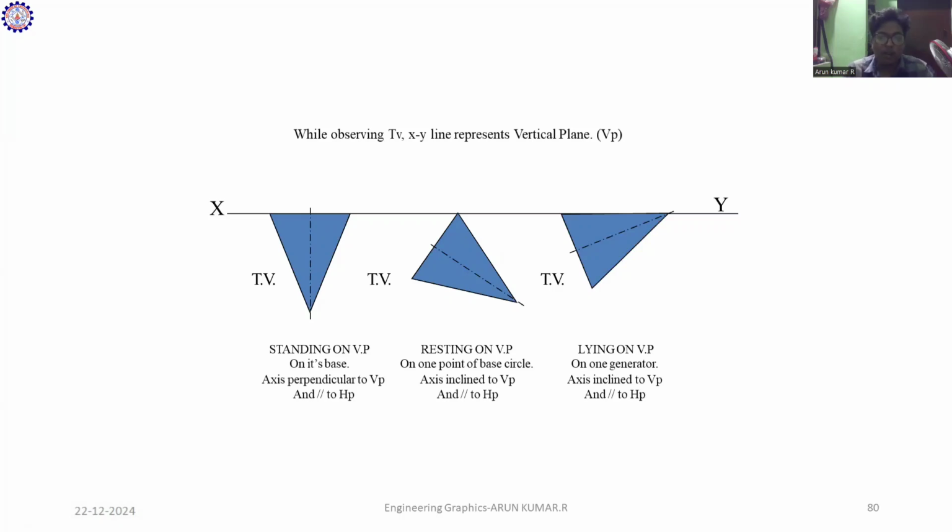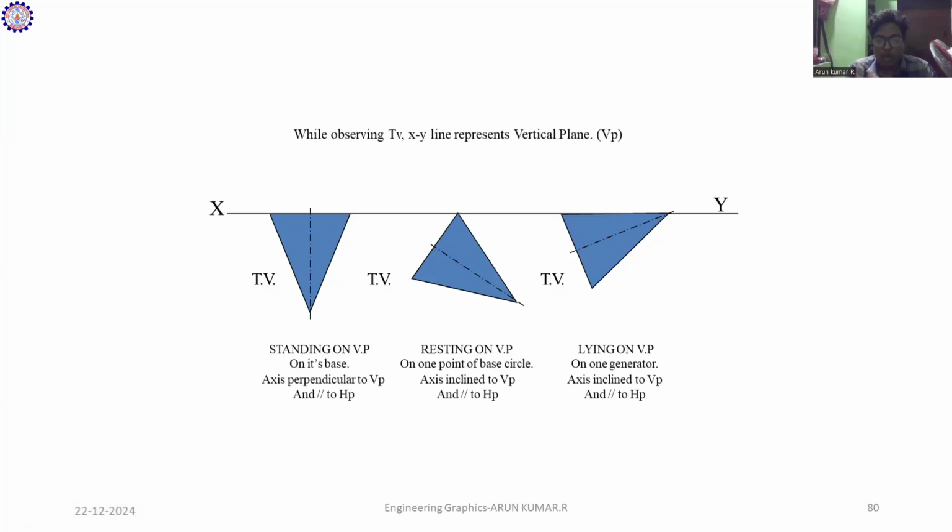It is called the top view. When the orientation of the position changes, you have to place the solid in a very different position. The same cases we discussed in the previous slide were for the front view. Here we show the top view of the given pyramid. That is the basic difference. Here also I take three cases: standing on VP, resting on VP, lying on VP.